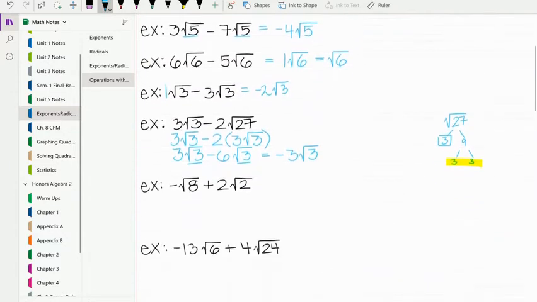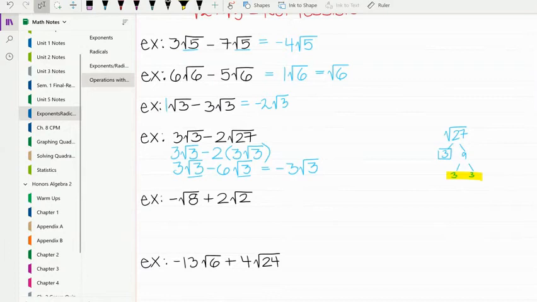Okay, so let's go ahead and look at our next example. Once again, we're kind of stuck here, right? These are not the same, but maybe we can make them the same. So let's go ahead and break down root 8. So this would be 2 times 4, and 2 times 2. So we have a pair of 2's, and then we have a lonely 2 by itself. So this would be negative 2 root 2 plus 2 root 2. In this case, negative 2 root 2 plus 2 root 2 is just 0.